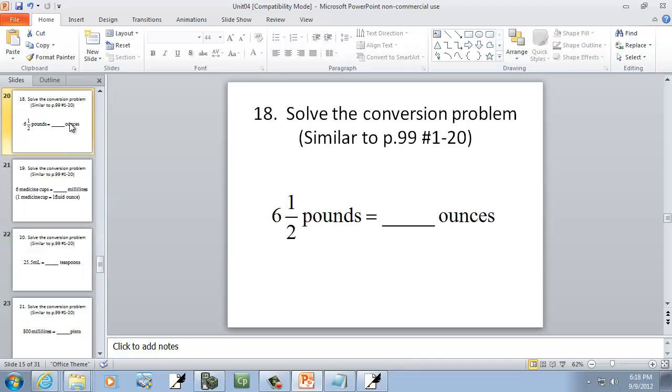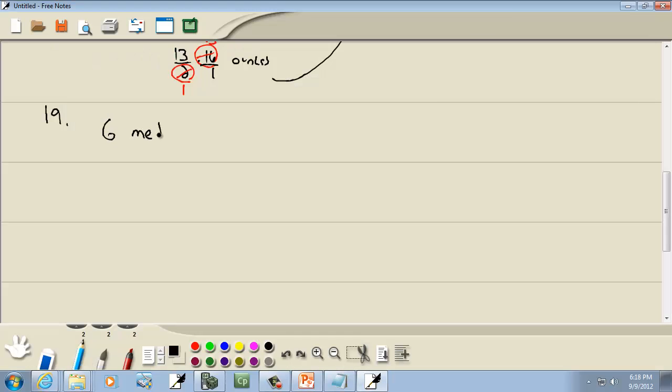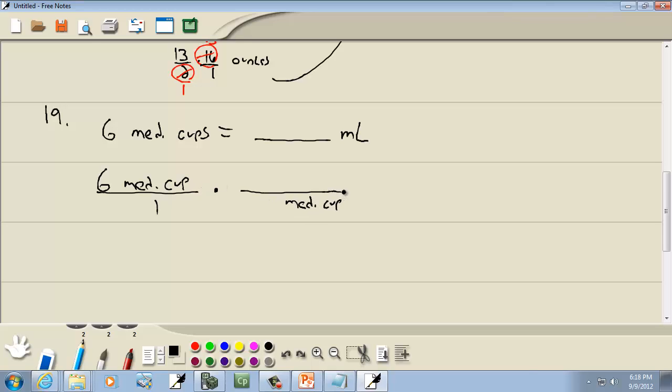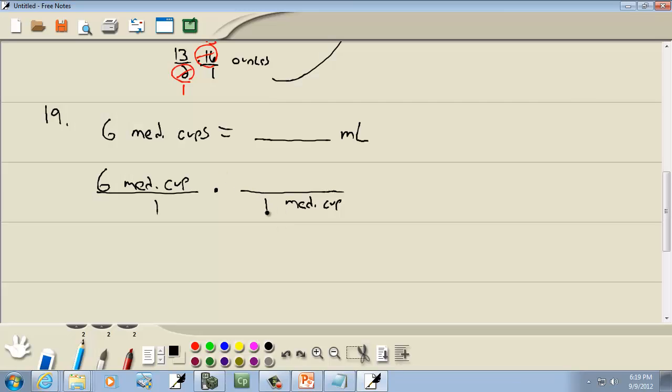Okay, so number 19. We got 6 medicine cups. I'm going to abbreviate those. 6 medicine cups is equal to blank milliliters. ml for milliliters. Okay, I don't know much about this, but I know medicine cup goes up there over 1 times. If medicine cups is up there, medicine cups has to be down here. Now they tell us that 1 medicine cup is equal to 1 fluid ounce, which means I can tie 1 medicine cup to 1 fluid ounce.